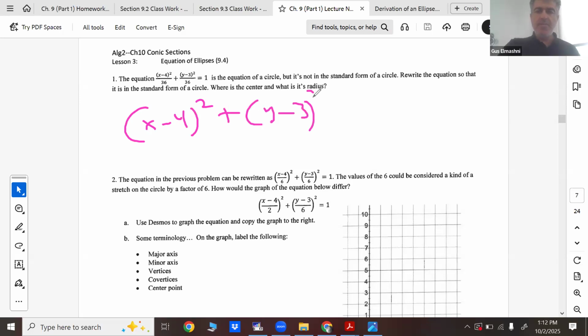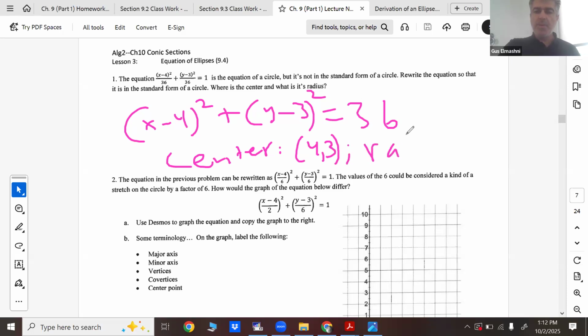Okay, so multiply both sides by 36. Hopefully that's pretty obvious. The center should be 4, 3. And the radius should be 6. Okay. All's good.